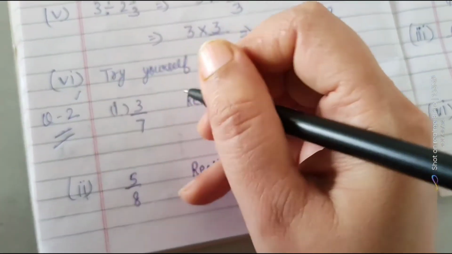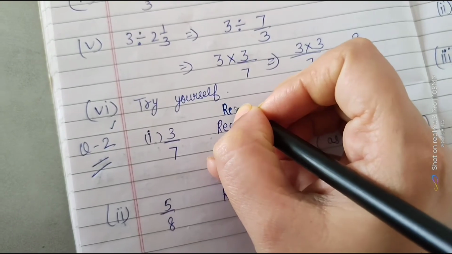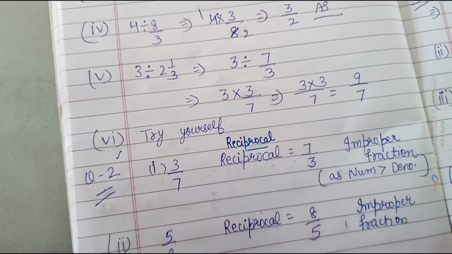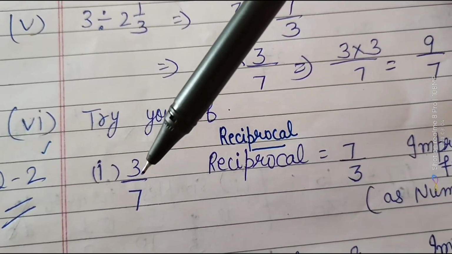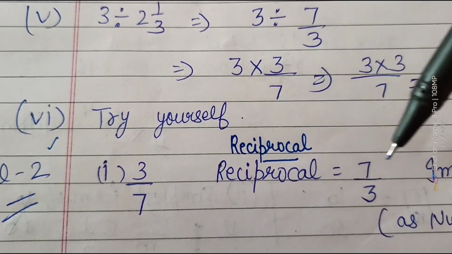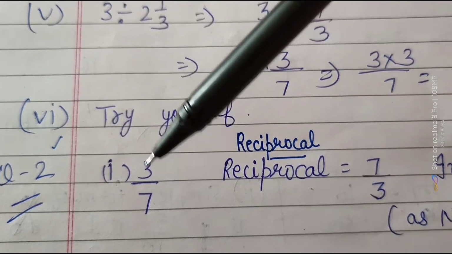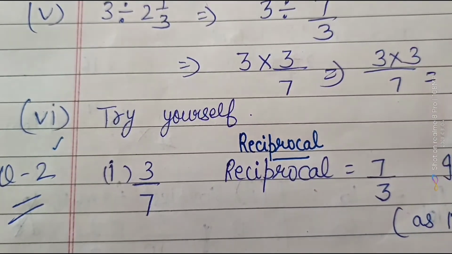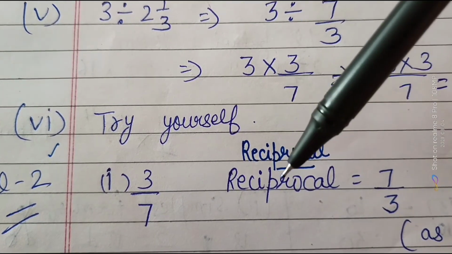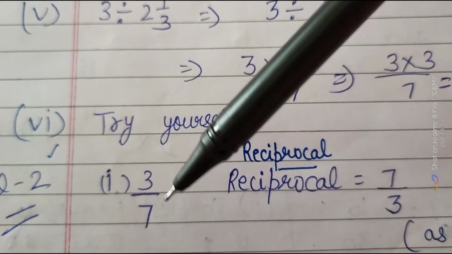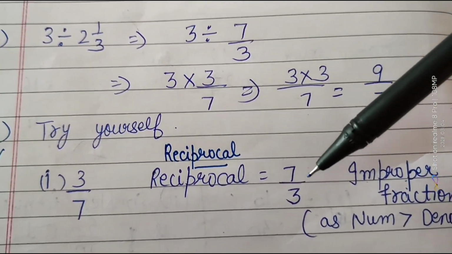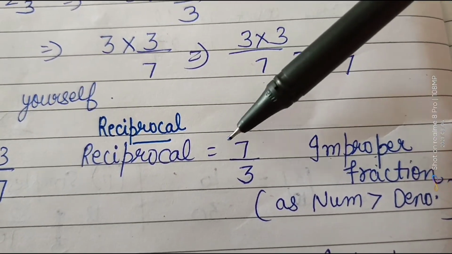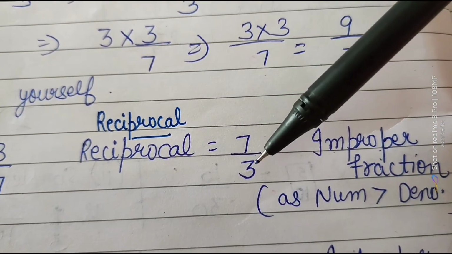Now we will discuss reciprocal. How to find the reciprocal of a fractional number. We have a number 3/7. So the reciprocal is 7/3. Here the numerator becomes the denominator and the denominator becomes the numerator. In reciprocal, just reverse the number. 3 over 7 becomes 7 over 3. Now, this is an improper fraction because the numerator is greater than the denominator.